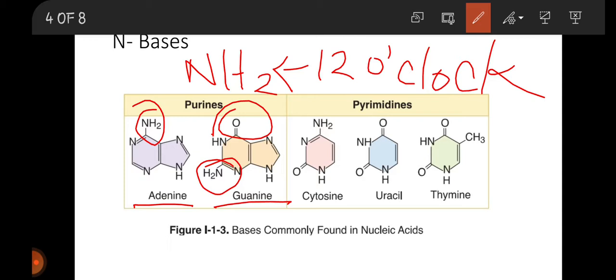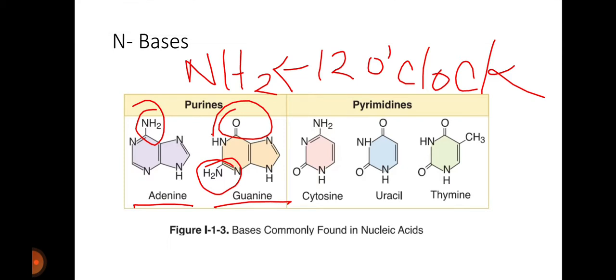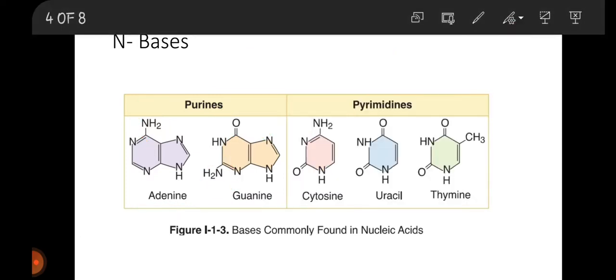If it has an amino group in the 12 o'clock position, it is adenine. If it doesn't have any amino group in the 12 o'clock position, it is guanine. Same goes for pyrimidines. When you think of pyrimidines, you have to think about the one ring at first. Then, if it has an amino group in the 12 o'clock position, it is cytosine. If it doesn't have any amino group in the 12 o'clock position, then it will be uracil or thymine.